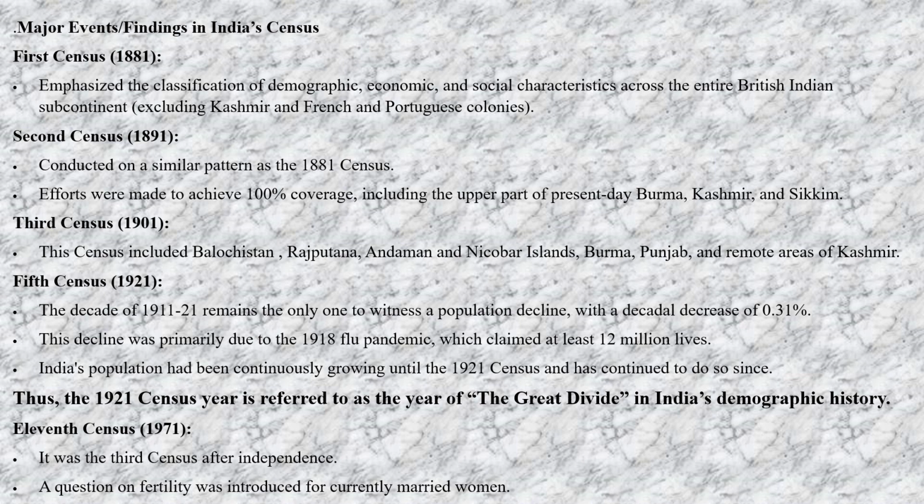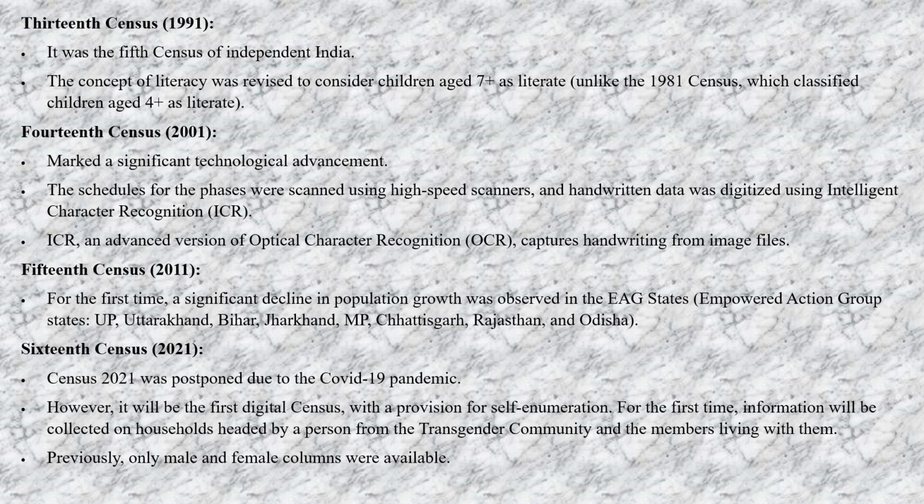11th census, 1971. It was the third census after independence. A question on fertility was introduced for currently married women. 13th census, 1991. It was the 5th census of independent India. The concept of literacy was revised to consider children aged 7+ as literate, unlike the 1981 census, which classified children aged 4+ as literate. 14th census, 2001, marked a significant technological advancement.